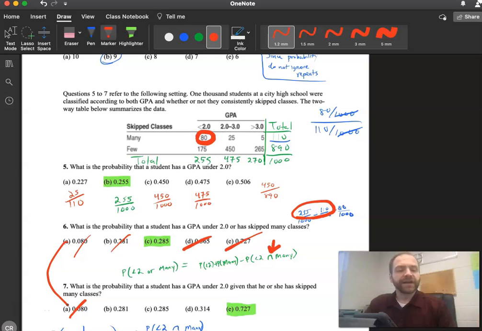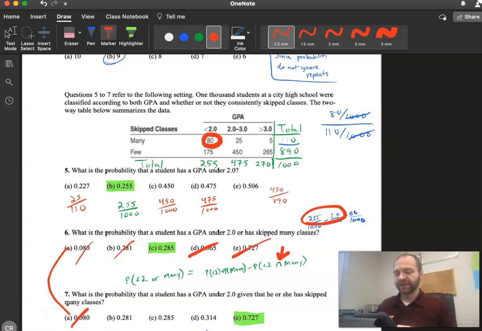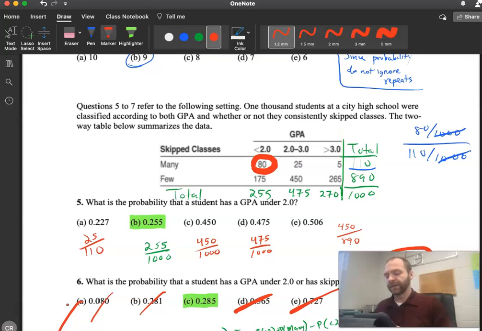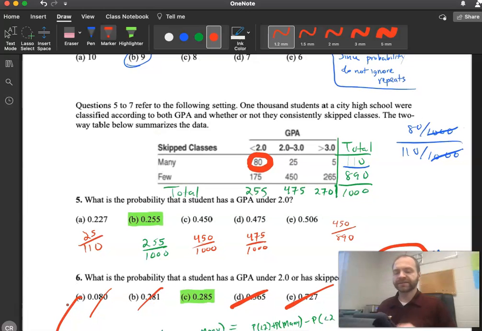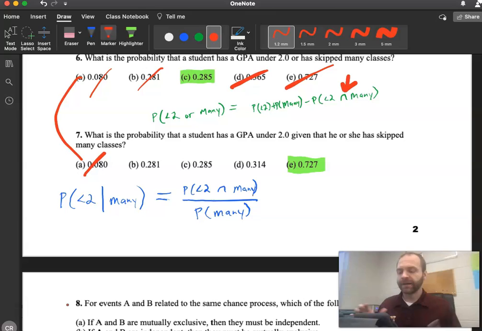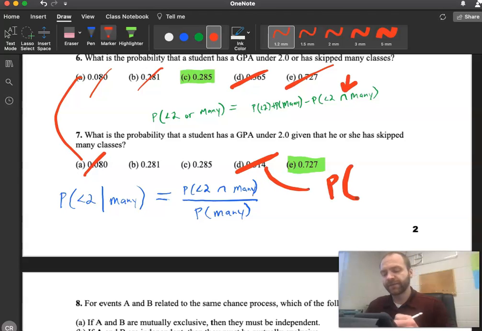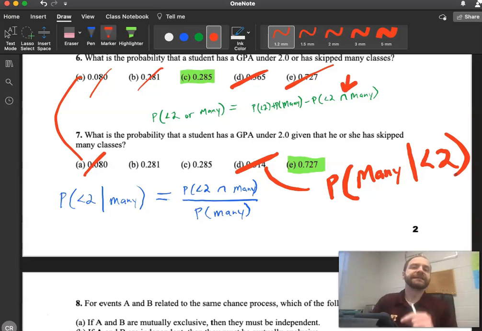Now, another one I want to look at is choice D. Choice D is probably one of the most chosen wrong answers. If I can zoom in and scroll up so we can see it, choice D, which says 0.314, yes, that looks like pi. But that's not why it's wrong. The reason why D is wrong, and I wanted to talk about this one primarily, is this is the probability of many given that less than 2. Choice D flipped the conditional probability.